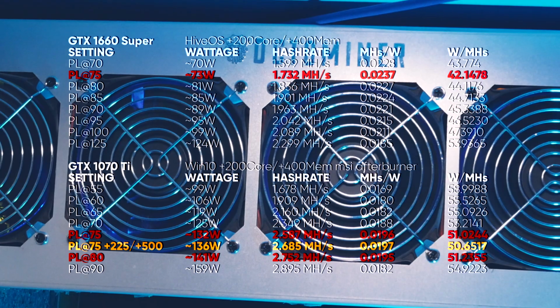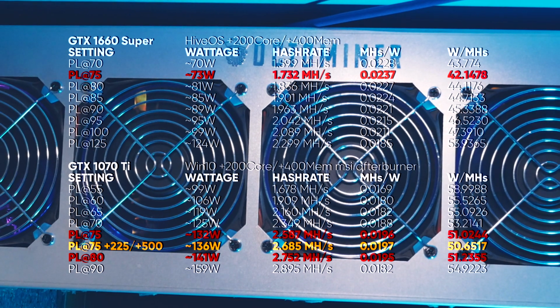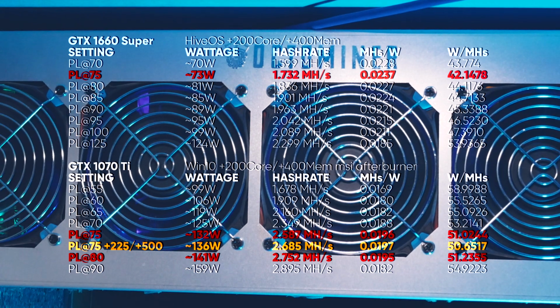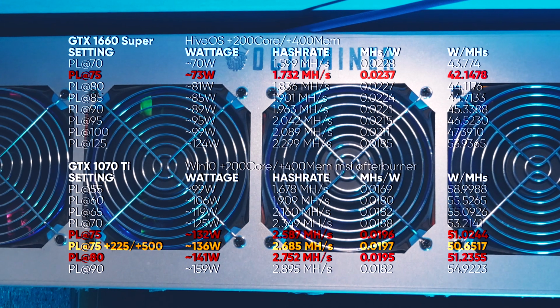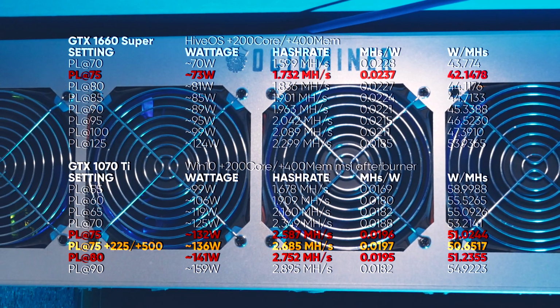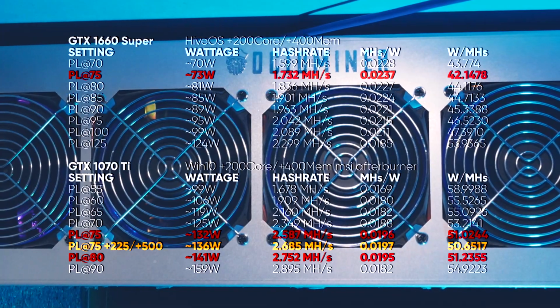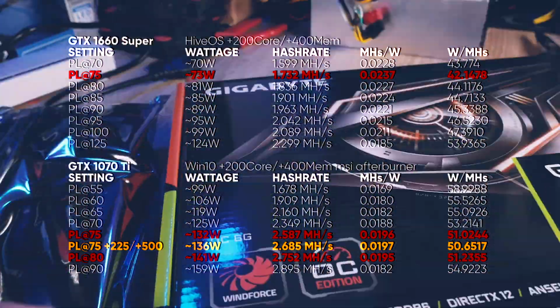For this test, I left core and mem alone first. As you see, the power limit alone makes all the difference. Coincidentally, it's 200 on core and 400 on memory for both cards, while of course the number for the 1660 Super in Hive counts as half. This is for all the data except when I noted it otherwise, as I could find a little bit of better setting on the 1070 Ti later on.